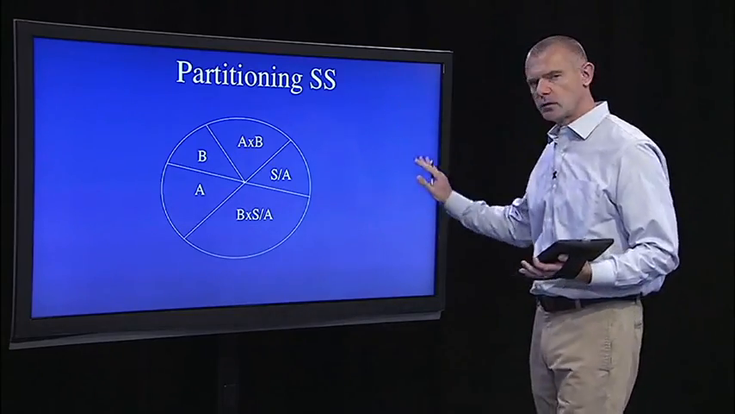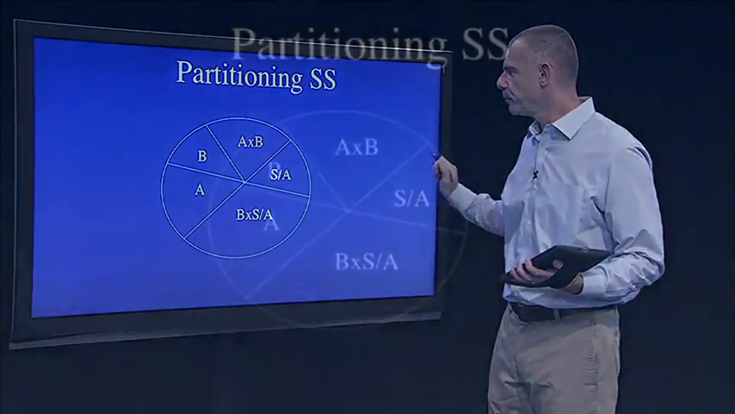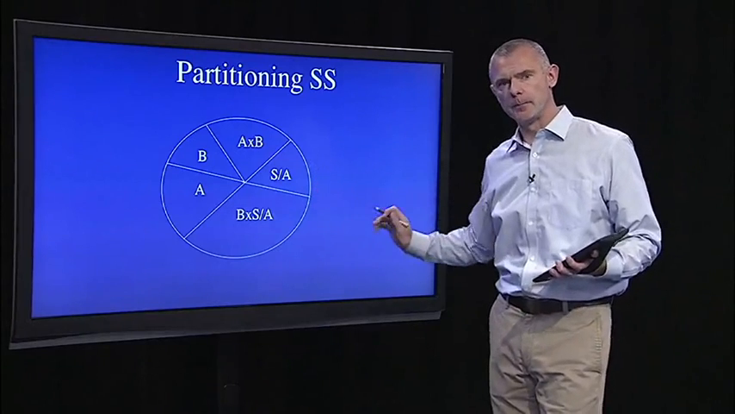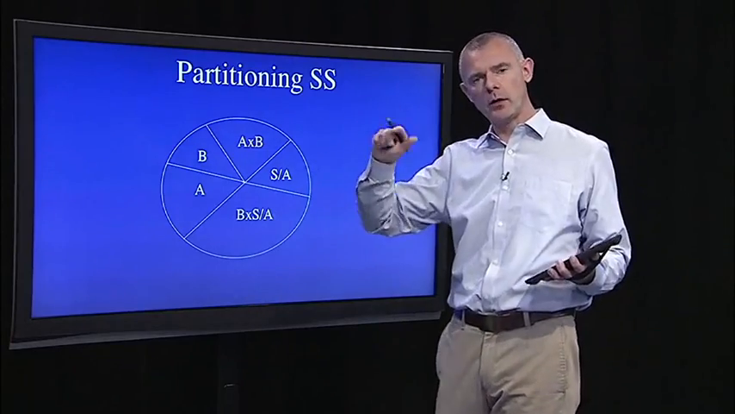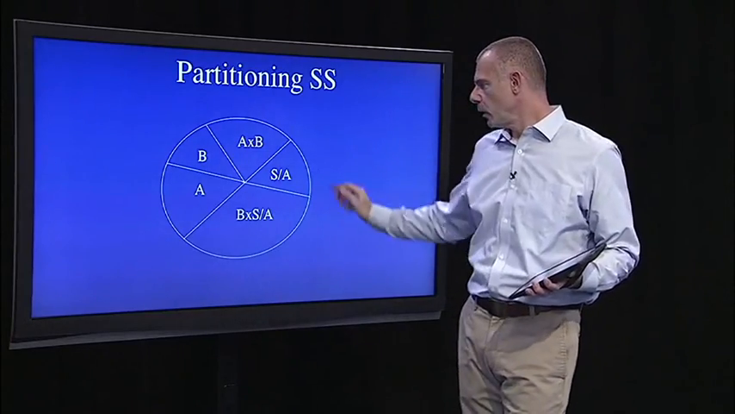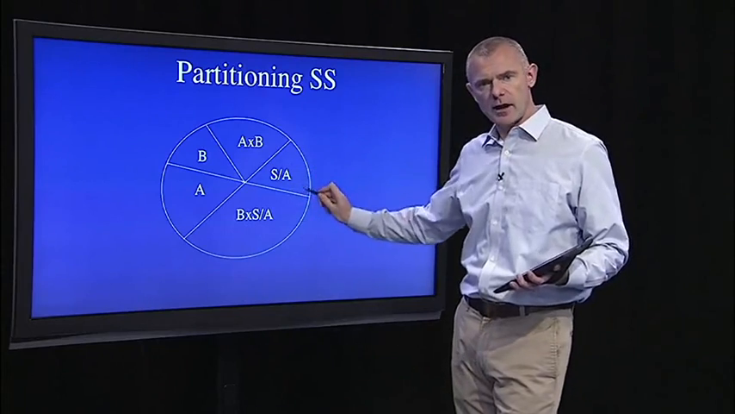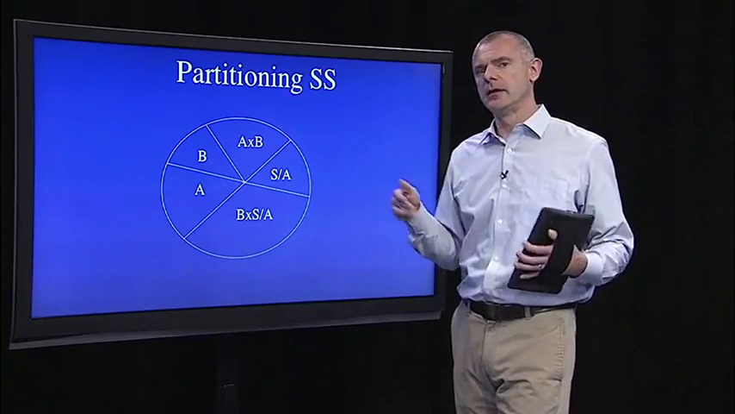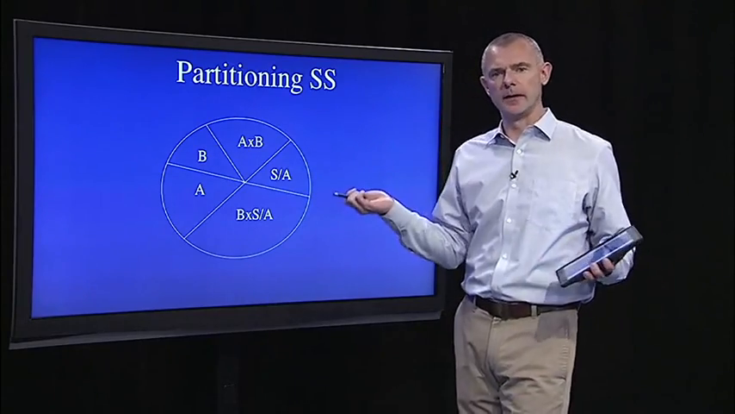Here's the partitioning of sums of squares using a Venn diagram again. So just like the factorial case, we have the systematic effects here. That's main effect of A, main effect of B, and the interaction A by B. Notice we have two error terms now. Right? That's because we have both a between variable and a within. So here, this is the error term for the between groups ANOVA, right? S with an A. That's just within subjects variance.